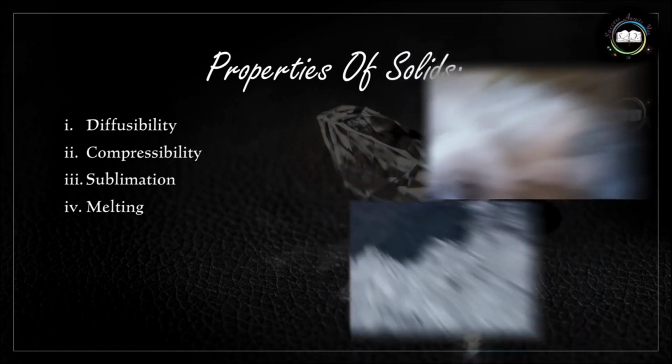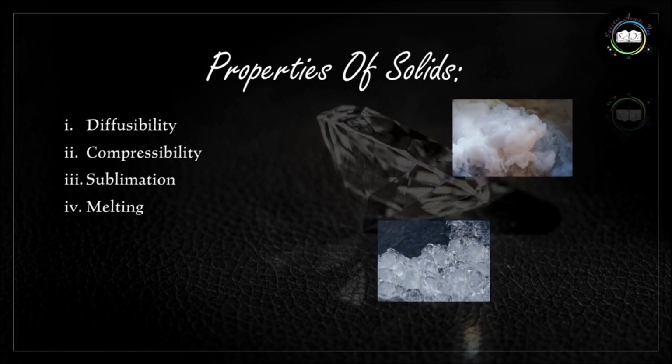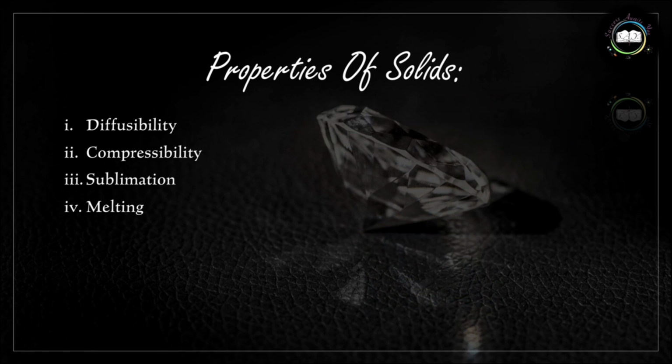Number 3, sublimation. The property of some solids that on heating, these solids are directly converted into vapors without liquefaction, meaning they directly change into gas without changing into a liquid. This property of solids is known as sublimation. Examples of solids which sublime: dry ice, that is solid CO2, NH4Cl, I2, etc.